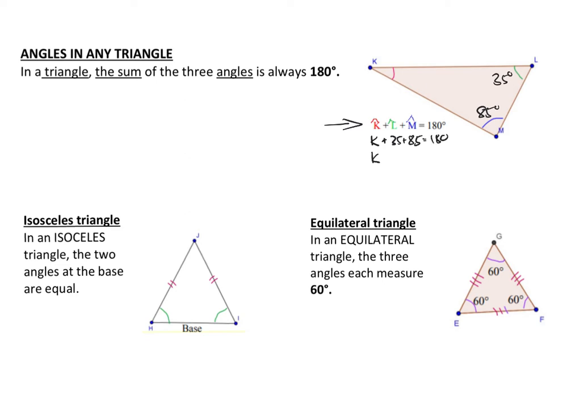So K can be found by doing 180, subtract 85, and also subtract 35. 85 and 35 together will make 120, so K would be 60 degrees. So angle K here equals 60 degrees. If you are asked a question to find a missing angle on a triangle, these are the steps you would need to write down, even if it's embedded inside another question.